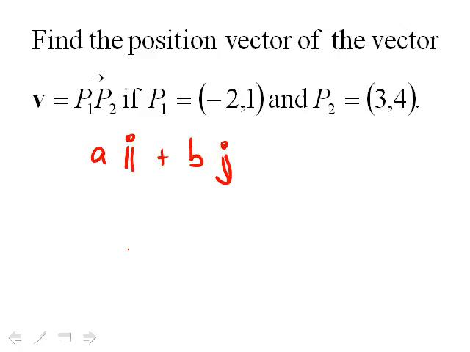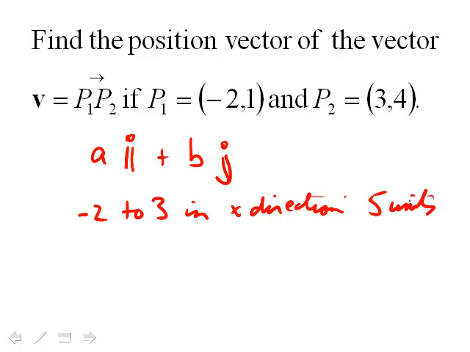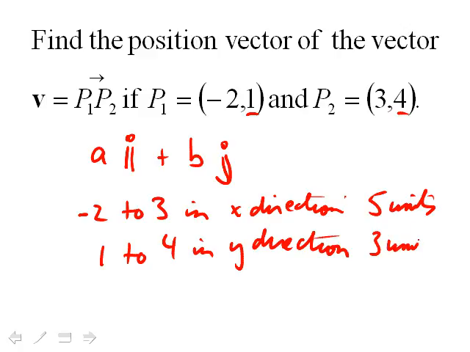And so we're going from -2 to 3 in the x direction, the horizontal direction. That is 3 minus -2, that's 5 units. And we're going from 1 to 4 in the y direction, that's the vertical direction. From 1 to 4 is 3 units.